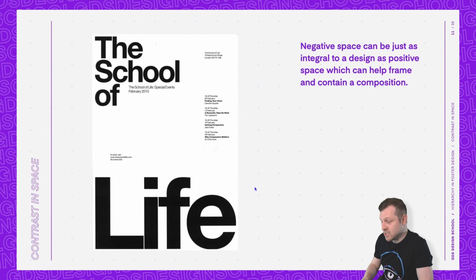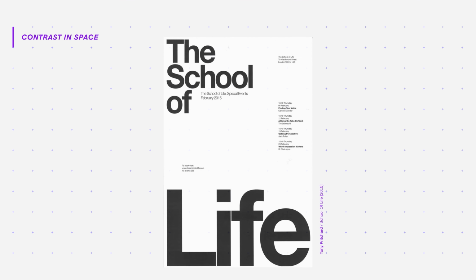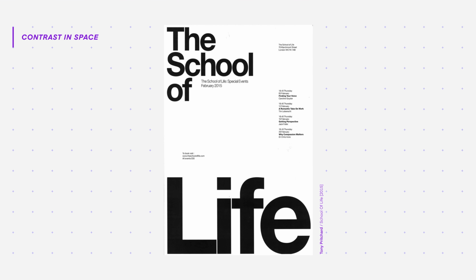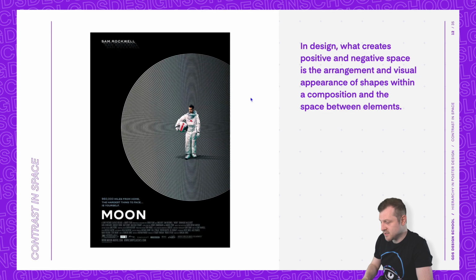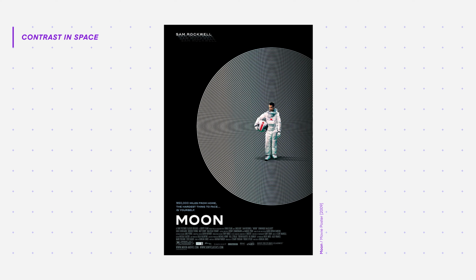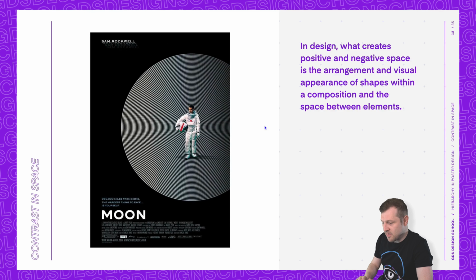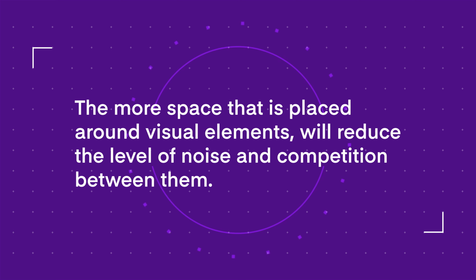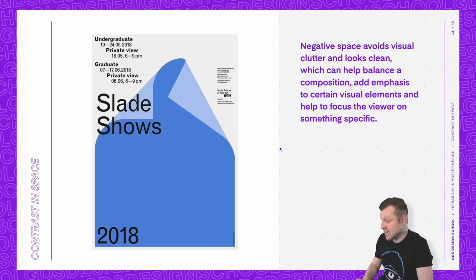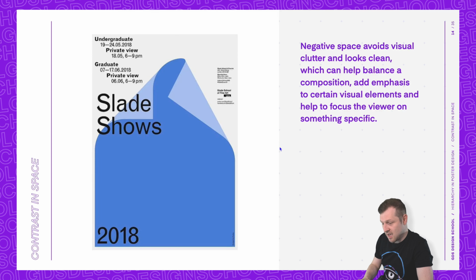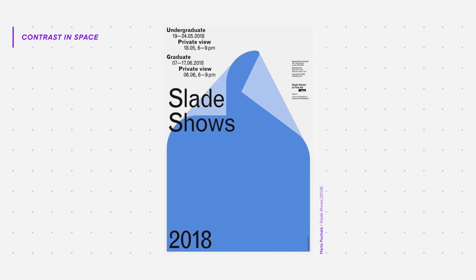Now, negative space can be just as integral to a design as positive space, which can help frame and contain a composition. In design, what creates positive and negative space is the arrangement and visual appearance of shapes within a composition and the space between elements. The more space that is placed around visual elements will reduce the level of noise and competition between them. Negative space avoids visual clutter and looks clean, which can help balance a composition, add emphasis to certain visual elements, and help to focus the viewer on something specific.